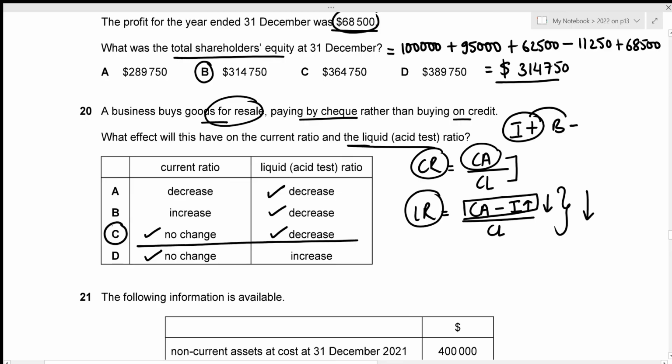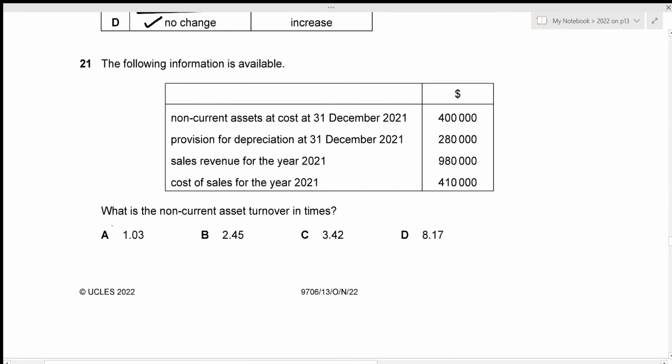This concludes question number 20. We can now move towards question number 21. The following information is available, and we need to figure out the non-current asset turnover in times. The formula for non-current asset turnover is net sales divided by non-current assets at net book value.